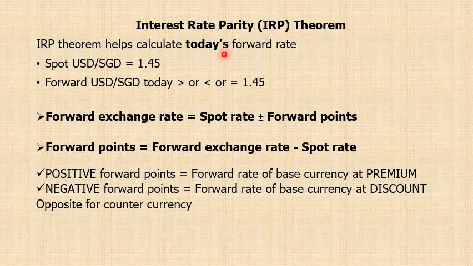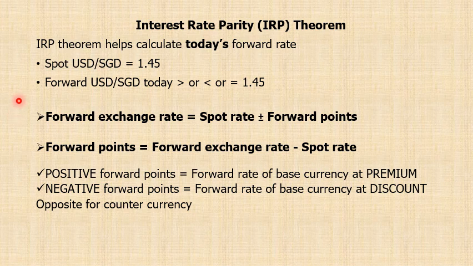The IRP theorem helps you calculate today's forward rate of a currency pair based on the spot rate and the interest rate in the respective countries. Let's take the example of the USD Singapore dollar to understand the relevant concepts. Note that the United States dollar is the base currency and the Singapore dollar is the counter currency in this quote. The 1-year forward USD SGD rate today can be more than the spot rate or less than the spot rate. If the spot rate is 1.45 today, the 1-year forward price today can be 1.46 or 1.44 or whatever. In other words, USD SGD forward can trade at a premium or a discount to the spot rate.